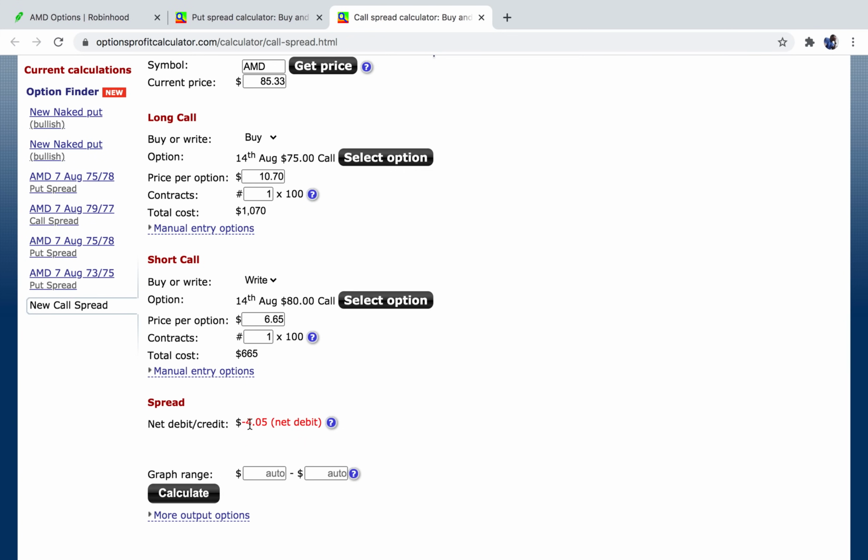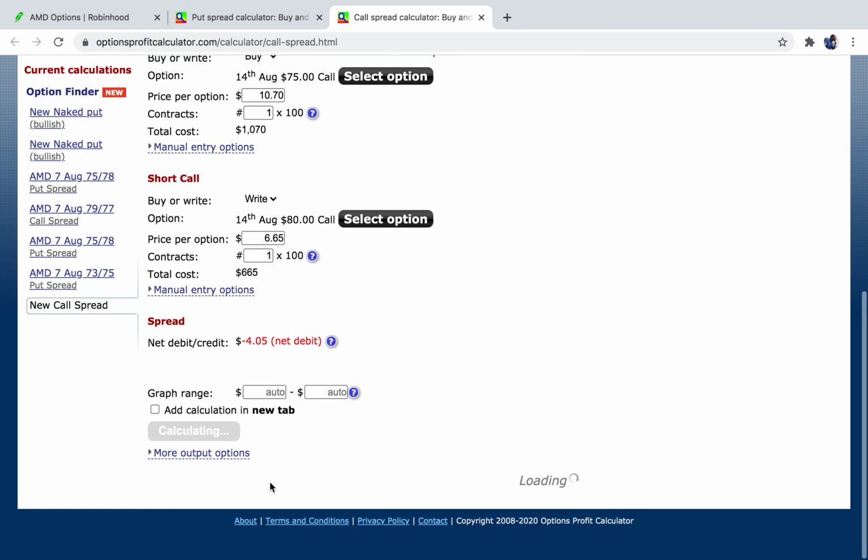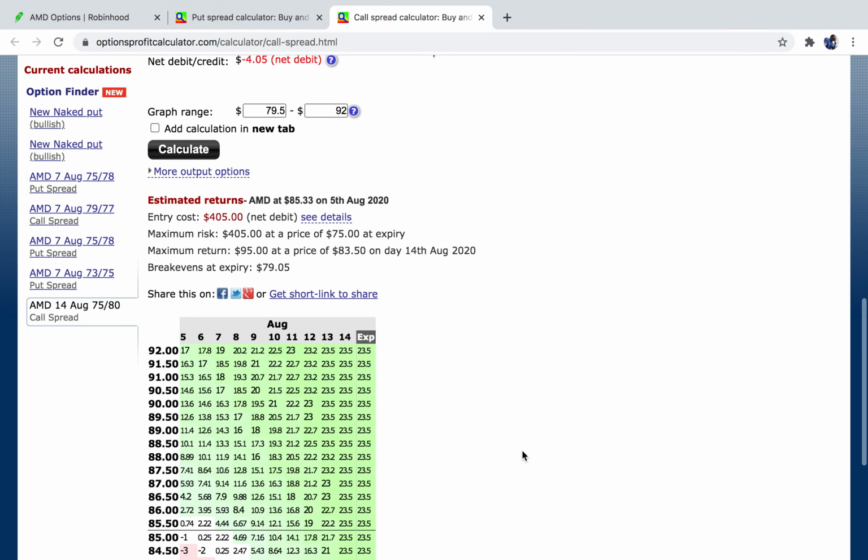Okay, and so for this, again, we're going to pay $4.05 per share, since there's 100 shares in each contract. We're going to pay $405 up front. But let's take a look and see, is this a better deal than the put spread? Let's calculate this. Max risk is 405. Your max return is $95.